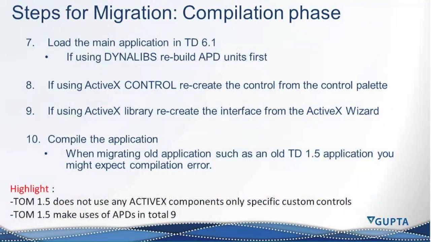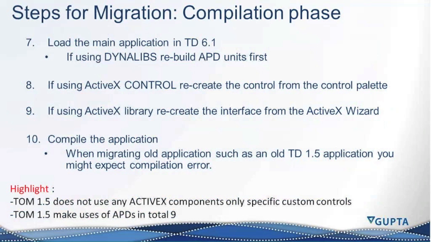Steps for migration: continuation, compilation phase. To load the main application in TD 6.1, if you are using a DynaLib like APDs unit first, you have to rebuild your APDs, and it's always a good practice to go to the lowest or base APD first, and then build all the way up to the highest level of APD, because one APD can have a reference to another APD. So go to the lowest or base APD and build that, and then go up building all the APDs.